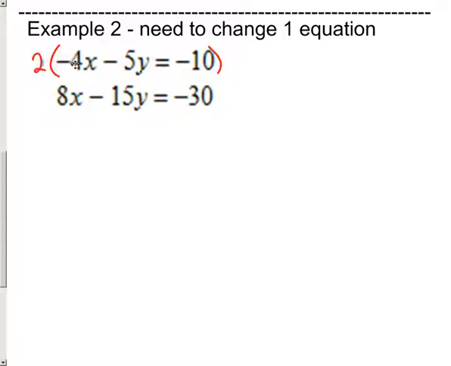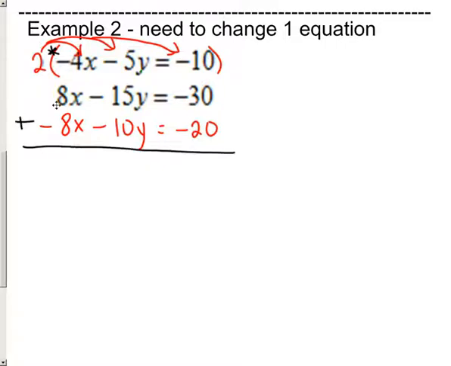2 times negative 4 is negative 8. And there's the x, so we'll just tag that right there. We distribute. And then we got to do the entire equation. If we have to do it, that's the only trick. 2 times negative 5 is negative 10. That's got a y, so we'll put a y right there. Equal sign comes down. And now 2 times negative 10 is negative 20. So we've taken this first equation and we've multiplied it by 2 to make this equation right here. And now we can add our equations together.